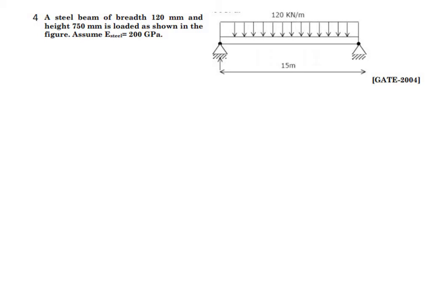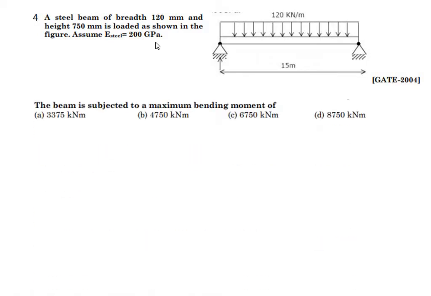Now let's move on to the fourth problem. A steel beam of breadth 120 mm and height 750 mm is loaded as shown in the figure. Assume E of steel is equal to 200 GPa. So this is the condition given, and the dimensions and the value of the uniformly distributed load are all given, and you are asked to find the maximum bending moment acting on the beam.